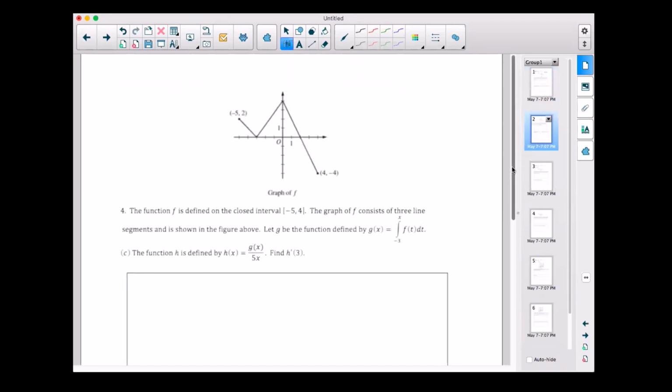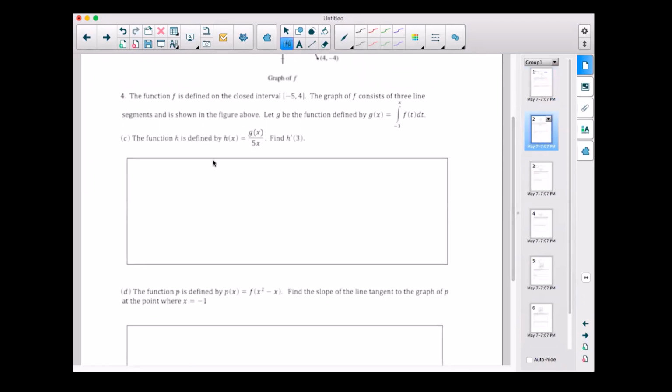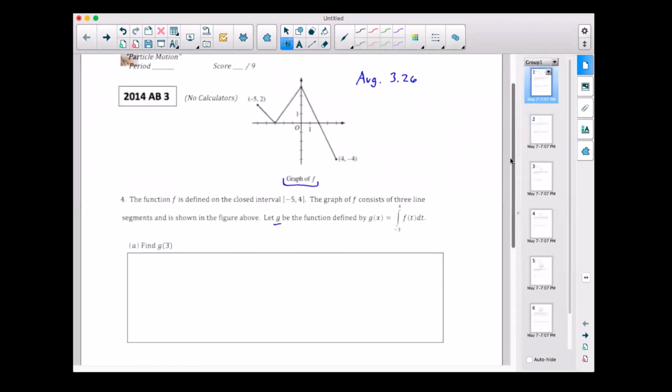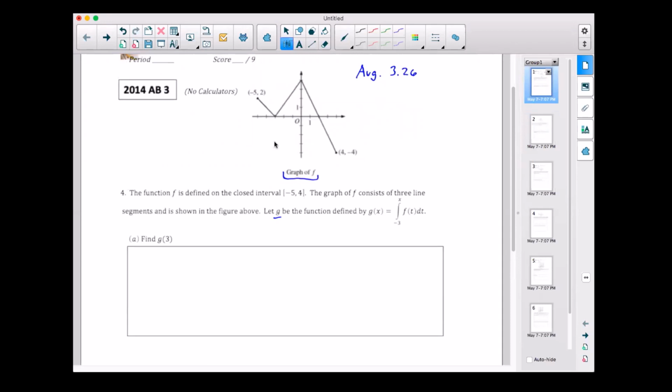If I jumped ahead to parts c and d of this problem, they introduce a new function h, which is defined as g over 5x. And then on d, they introduce a new function p of x, which is defined by f of x squared minus x. So most of these questions are referring to this equation of g, which we don't really have a picture of. And so you want to be really careful about looking at this graph and making assumptions. So we're going to be really careful about how we tackle this problem.